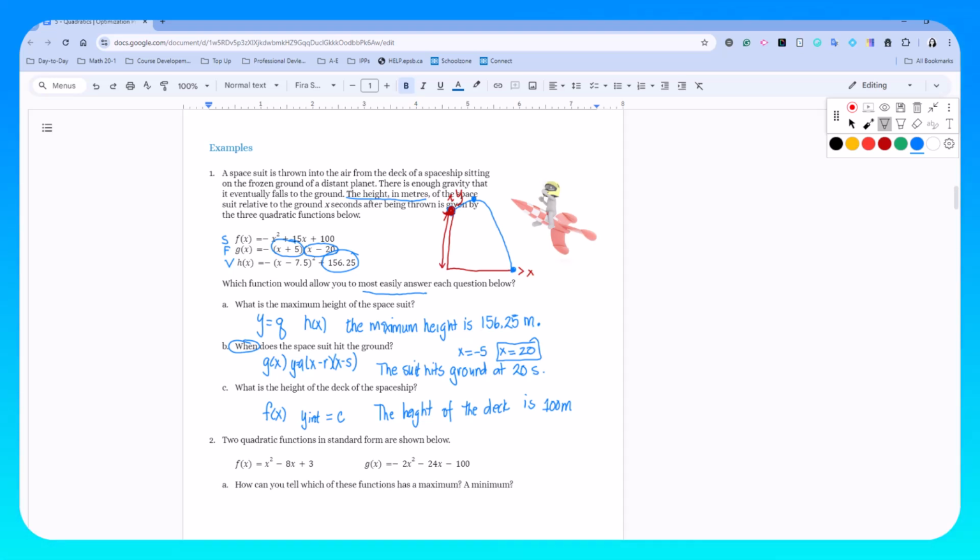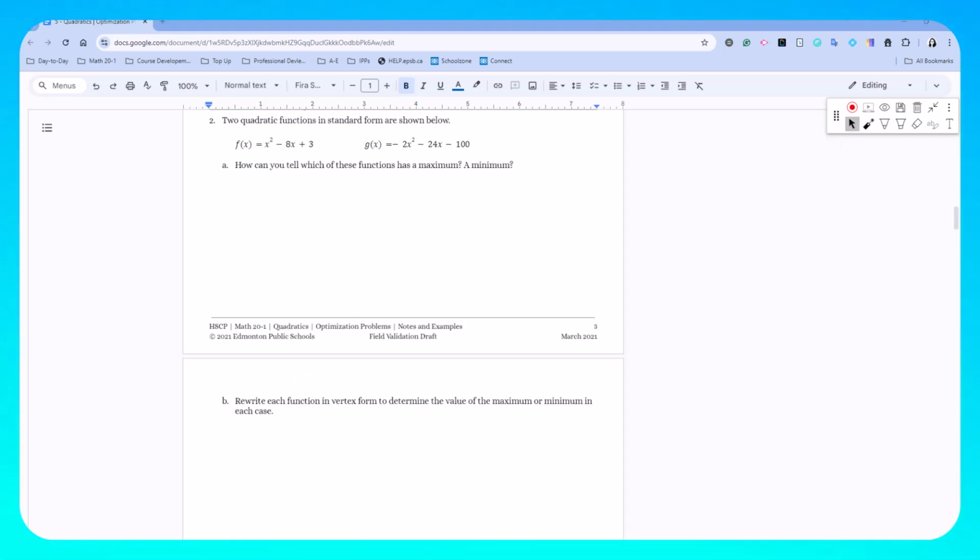So let's move on to question 2. Question 2 says two quadratic functions in standard form are shown below, and it's asking how can you tell which of these functions has a maximum or a minimum? Well, we know that when a is greater than 0, and we can get this from our chart, it's opening up, so therefore we have a minimum. Or when a is less than 0, it's opening down, so there's going to be a maximum value.